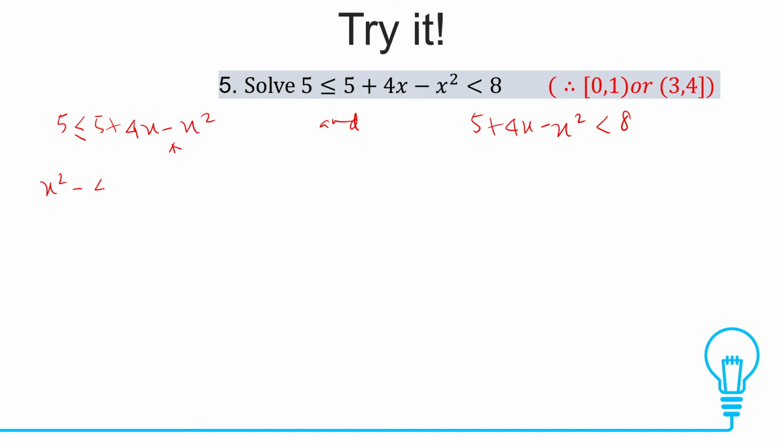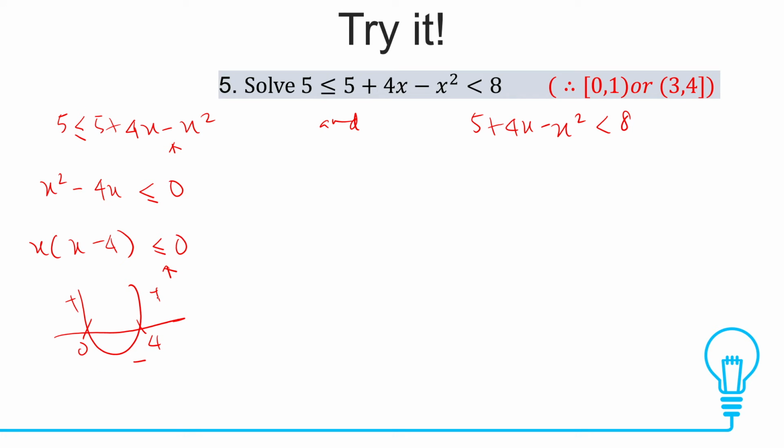x squared minus 4x, this one will become 0, less than or equal to 0. x times x minus 4 less than or equal to 0, smiling face. 0 and 4, positive, negative. Since it is a less than or equal to, we choose negative. So it's 0, x, and 4.